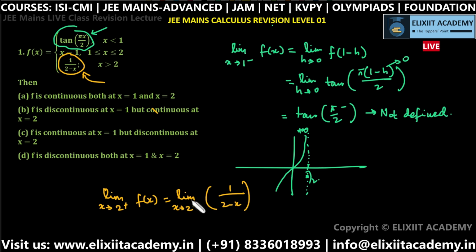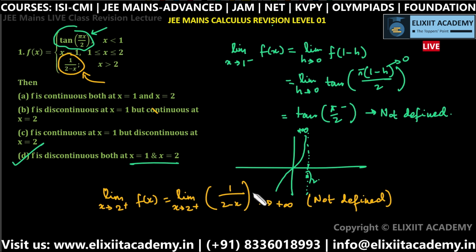So when x tends to 2 plus, this tends to positive infinity. Once again, this is not defined. Obviously, in this case also the limit will not exist. In case you want to find the right hand limit, you can find it for your practice, but this can be a direct solution in this manner. So the thing is, f is discontinuous both at x equals 1 and x equals 2. Option D is the right answer in this case.